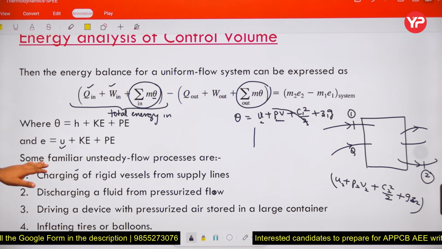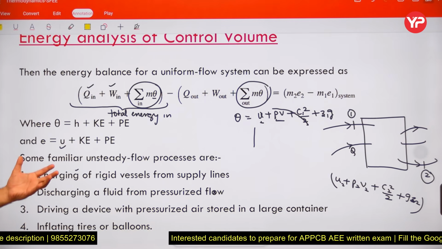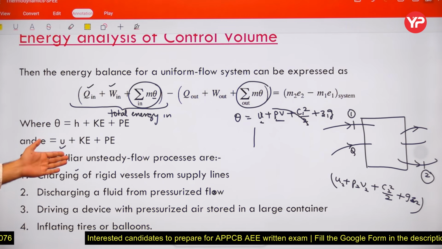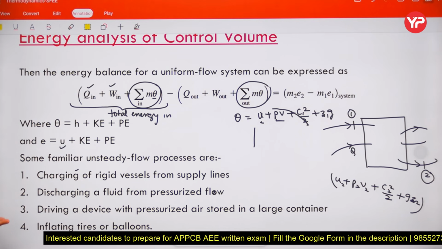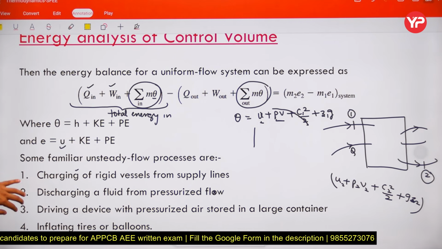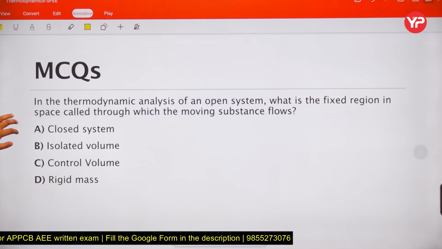Now you can see applications here: charging of a rigid vessel, whether you are filling the water tank or evacuating any tank. That is an example of an unsteady flow process. Now let us see some questions related to this particular part. So this is a very simple part.